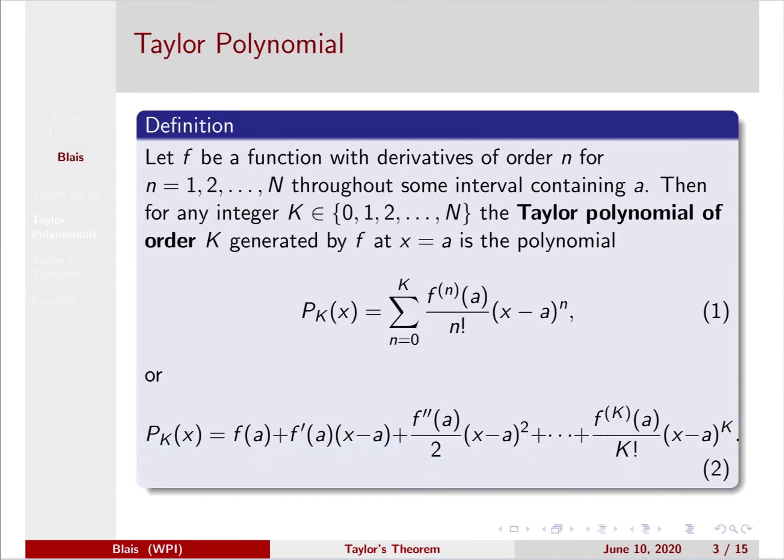We then define the Taylor polynomial, which is a partial sum of a Taylor series, where we stop at the term of order k.